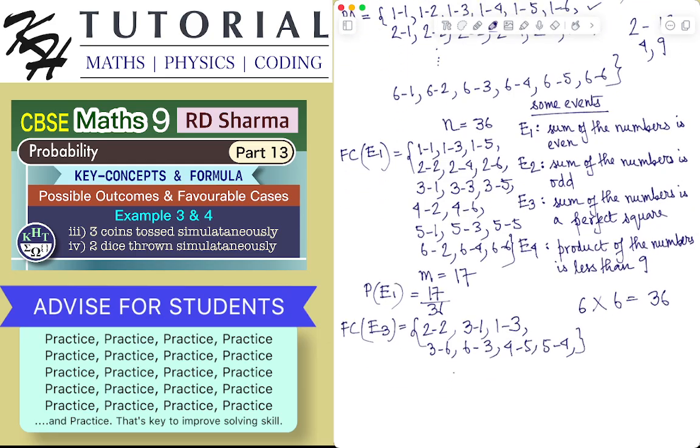So in this case, small m, the number of favorable cases to the event E3, is 1, 2, 3, 4, 5, 6, 7. So the probability of event E3 will be equal to 7 by 36.